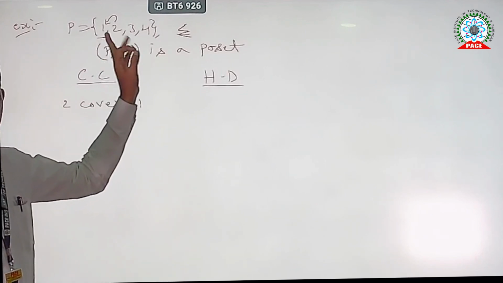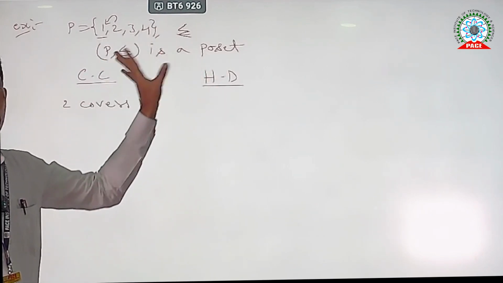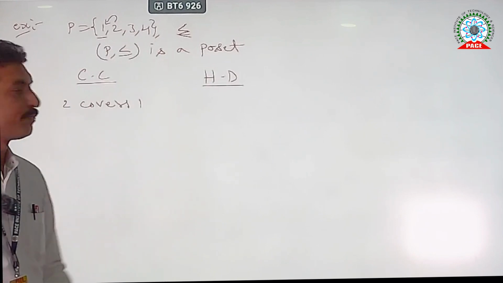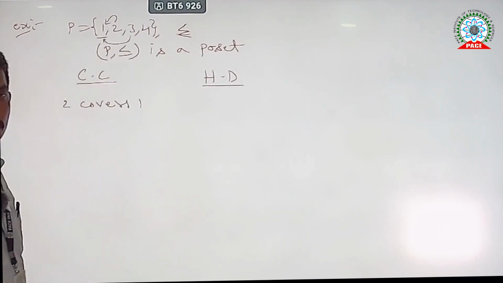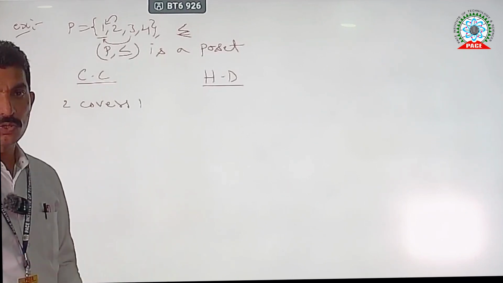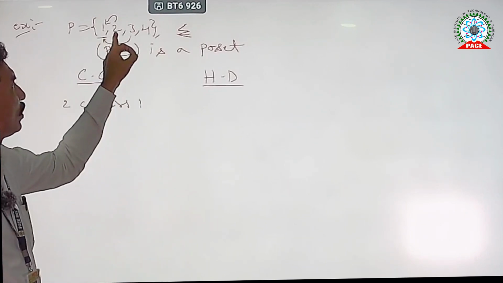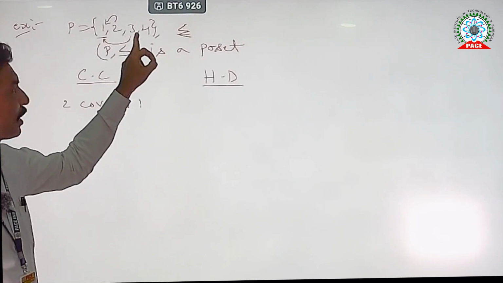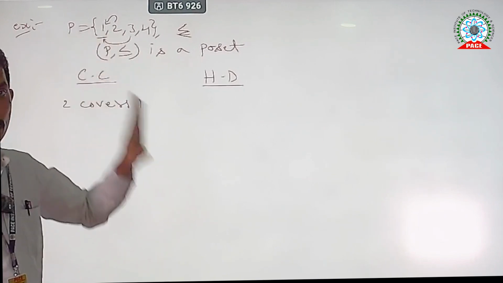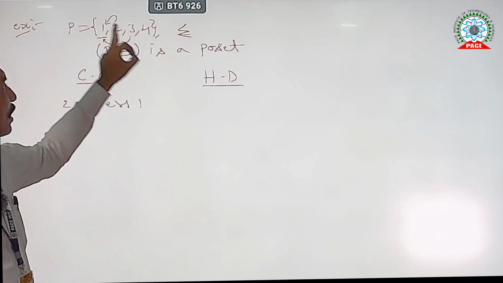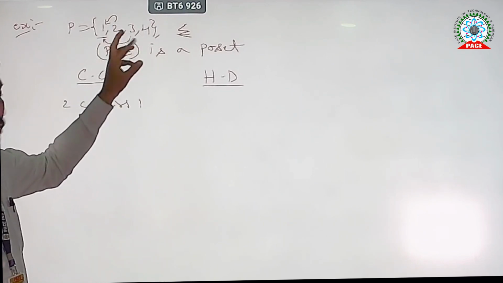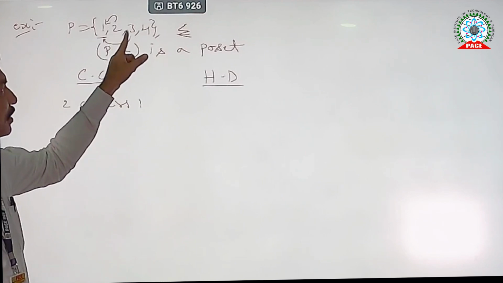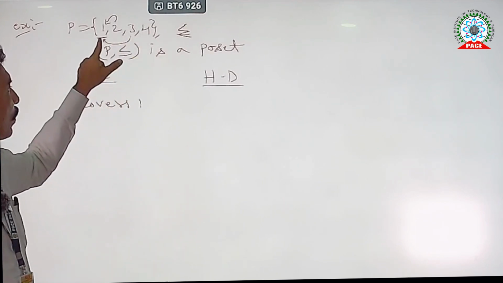And next one, 3 does not cover 1, because 1 less than 3 is okay, but 1 is less than 2, 2 less than 3. So 3 does not cover 1. Similarly, 4 does not cover 1 because there are 2 elements, 2 and 3: 1 less than 2, 2 less than 4. Similarly, 1 less than 3, 3 less than 4. So 4 does not cover 1.